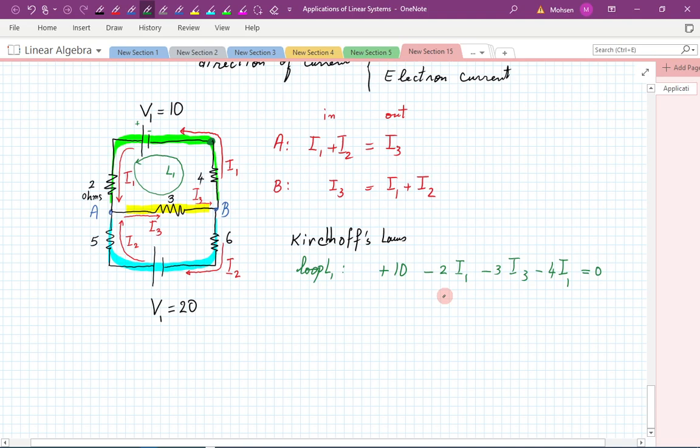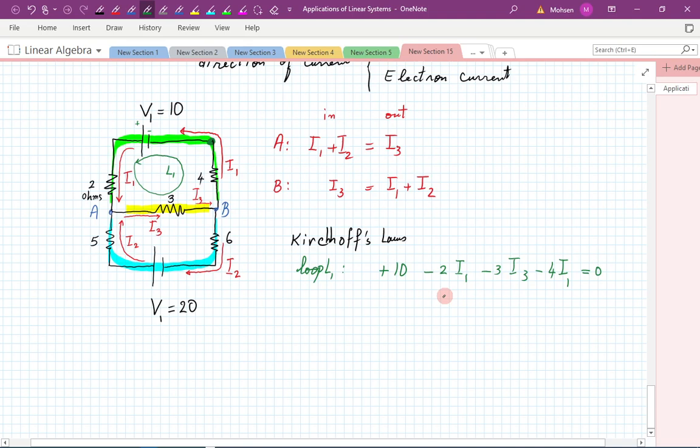Well, you come here and make another loop. I make a loop like this. Again, you can start from anywhere and go in any direction, but let's make it kind of standard. So I start from this point, and I gain 20 volts when I go from negative to positive side of this in the looping direction.